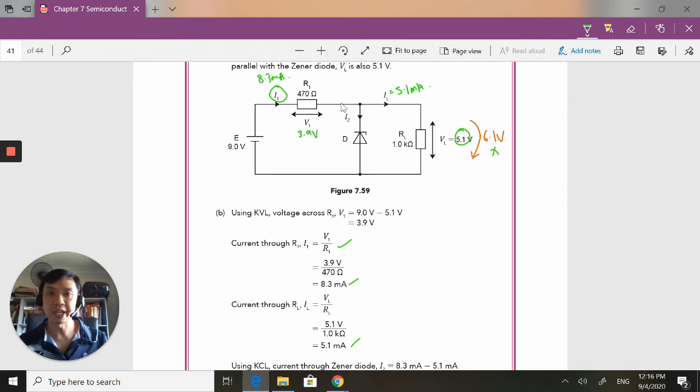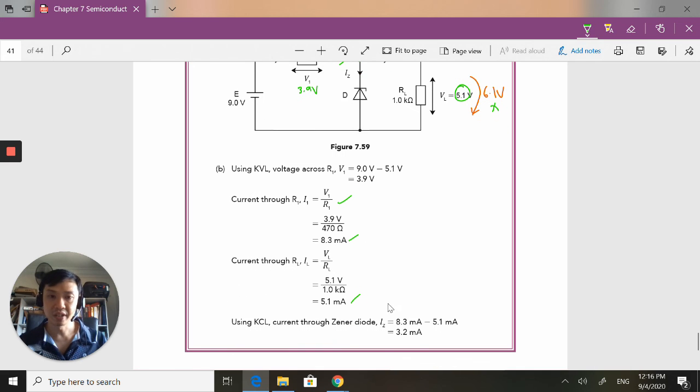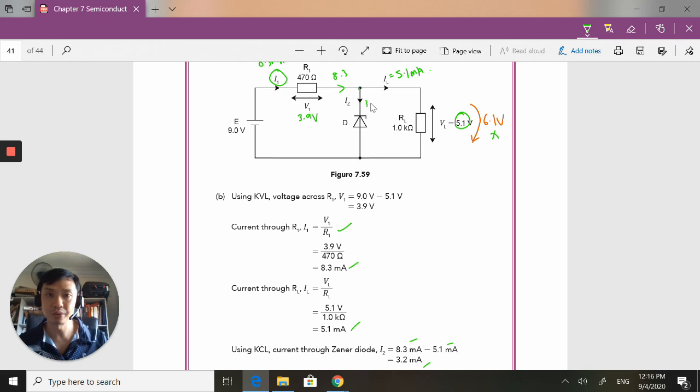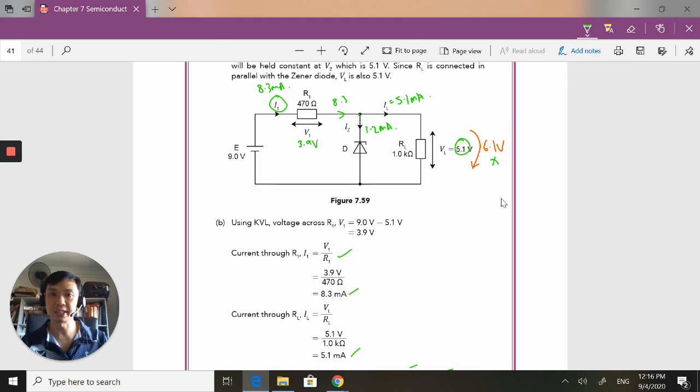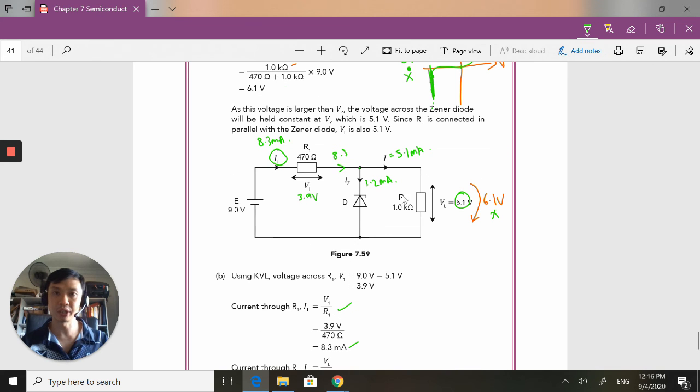So now applying Kirchhoff's current law, if the current coming into this node is 8.3, these two must equal 8.3. If IL is 5.1, IZ must be 8.3 minus 5.1, I get 3.2 milliamps here. So for completeness' sake, this is our complete circuit analysis for a Zener diode holding a constant voltage at the load.